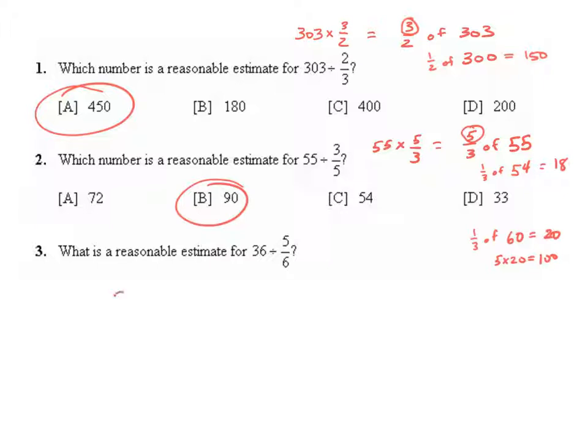Question 3, I'm going to think of as 36 times the reciprocal of 5/6, which is 6/5, or 6/5 of 36. I want something close to 36 that is compatible with 5. I'm going to use 35. 1/5 of 35 is 7, but I want 6 groups of 7. 6 groups of 7 is 42.